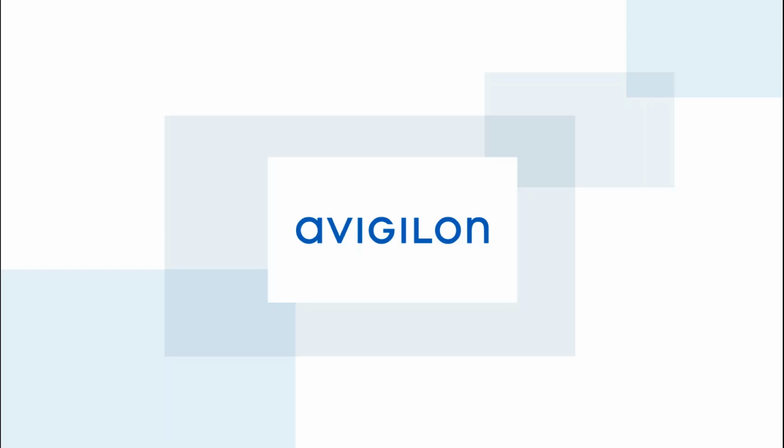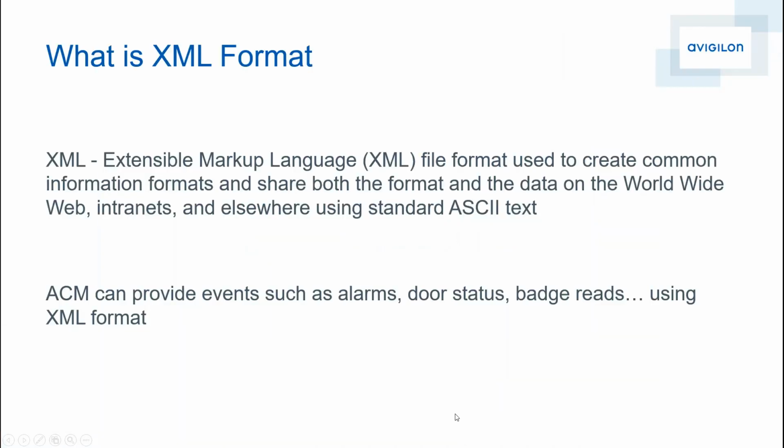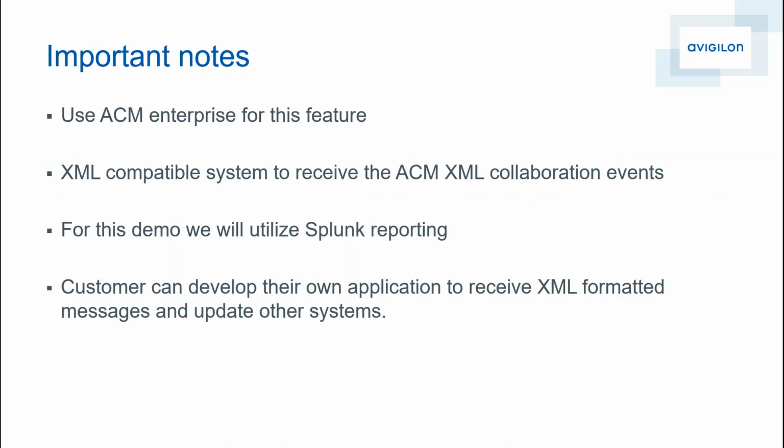In this tutorial, we're going to cover ACM XML collaboration. XML is a format on the internet designed to communicate between different applications. For ACM, it can provide events such as alarms and door status, badge reads, and a multitude of other events using this standard XML format. So let's take a look at some of the important notes in this.